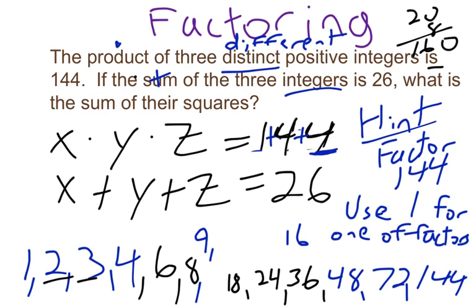Let's try 12 now. 12 times 12, and I know I'm done whenever I get to that middle number. So 12 times 12, there's nothing to the right of that. So I have all my factors.